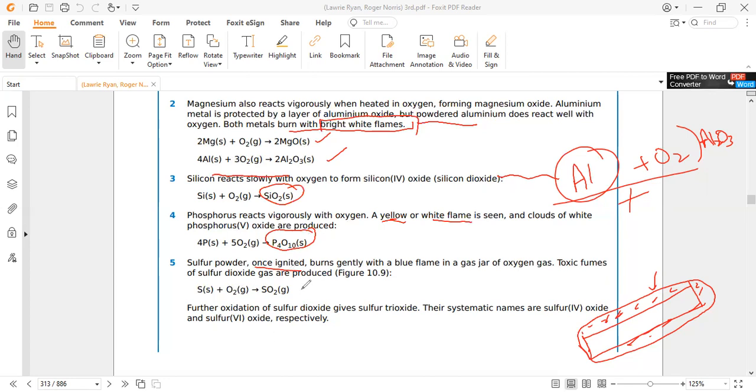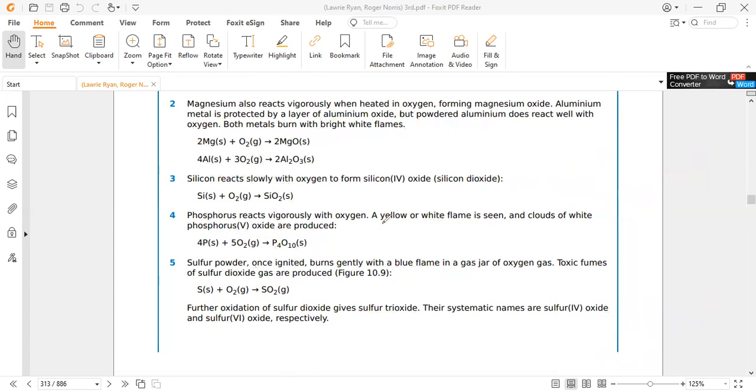Next, sulfur, after phosphorus, sulfur, and then chlorine. Sulfur ignites and burns gently with a blue flame. Generally, the color of the flame you observe when domestic gas burns in your stove is because of the presence of some sulfur or sulfur compound. When sulfur burns, it produces sulfur dioxide, SO2. Sulfur can further oxidize into the trioxide, but this oxide is not easily formed unless you provide very harsh conditions for the reaction.